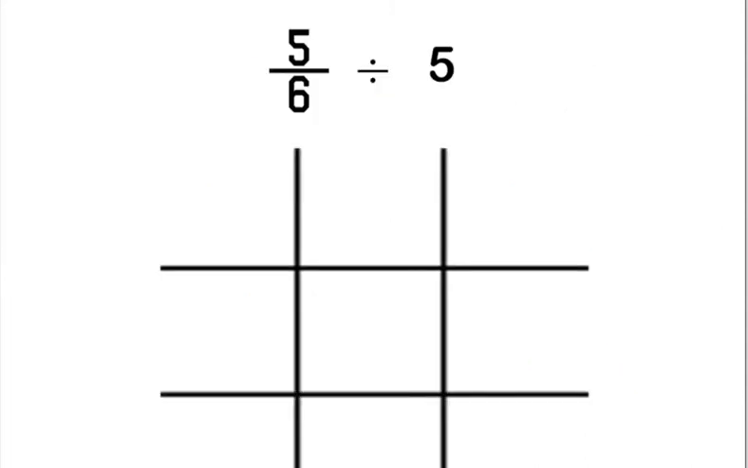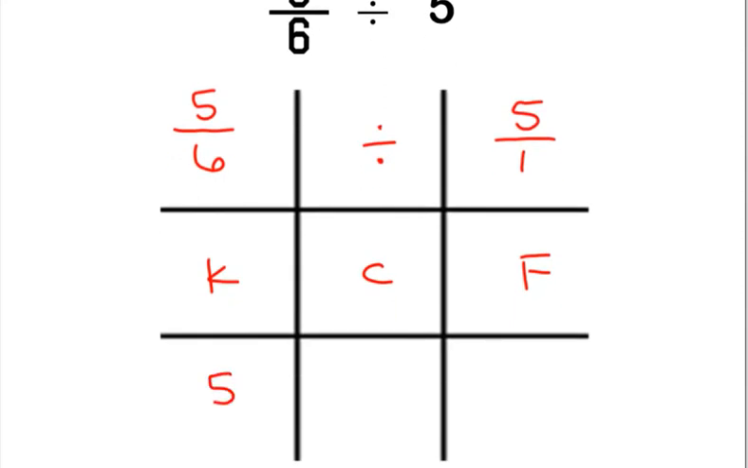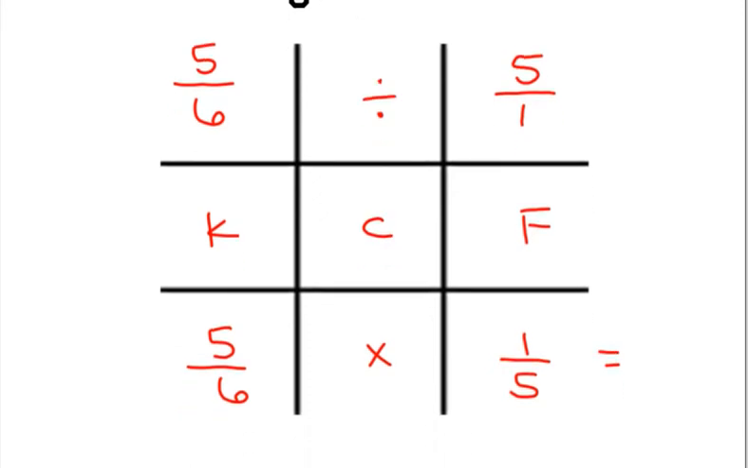All right, now we have a whole number in here. Remember how we do the reciprocal of whole numbers. 5 over 6 divided by 5, and I'm going to put it over 1. Keep, change, flip. So I'm going to keep 5 over 6, change division to times, and flip 5 over 1 to 1 over 5. Now, they're both positive, so my answer is going to be positive.